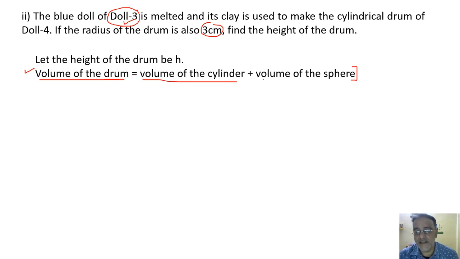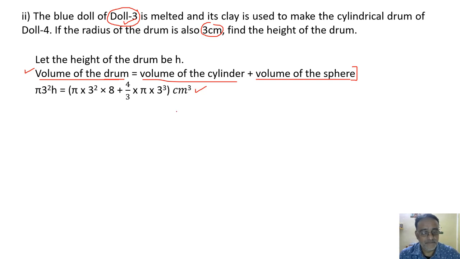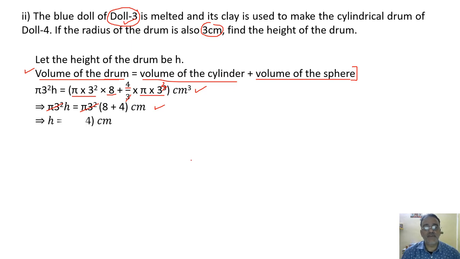So π3² × 8 and volume of sphere का होता है 4/3 πr³, so π into r cube, 3 cube. तो ये वाला statement समझ में आ गया तो फिर आगे बढ़ें. Yes sir. इसमें देखो π into 3 square common ले सकते हैं दोनों से, और एक 3 यहाँ पे cancel कर रहे हैं. देखो ये π into 3 square common ले लिए. So यहाँ बचेगा 8 और यहाँ बचेगा only 4. ये step clear है? Now π3² we can cancel from both sides, so we are getting h equal to 8 + 4, that is 12 centimeter. Any doubt in this question?